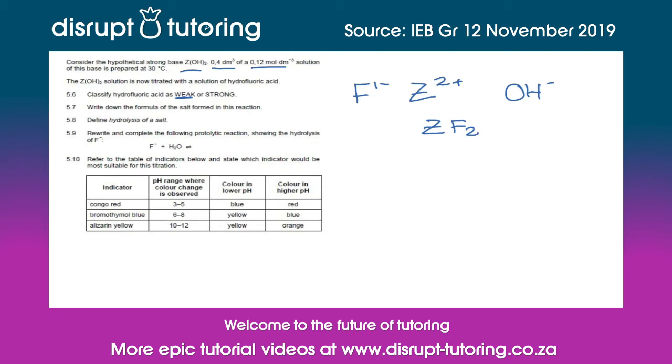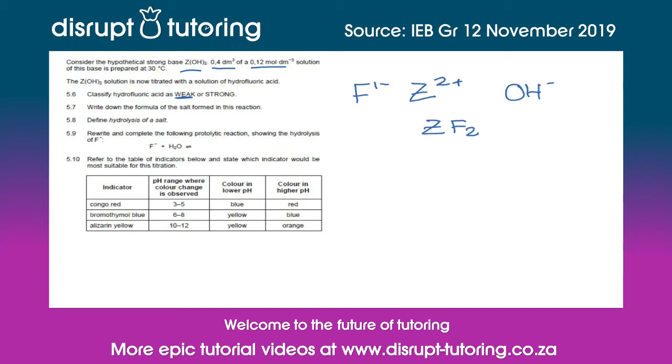The third question here asks us to define the term hydrolysis of a salt. Hydrolysis of a salt is the reaction of an ion with water, and in the very next question we're asked to complete the protolytic reaction showing the hydrolysis of the fluorine ion.